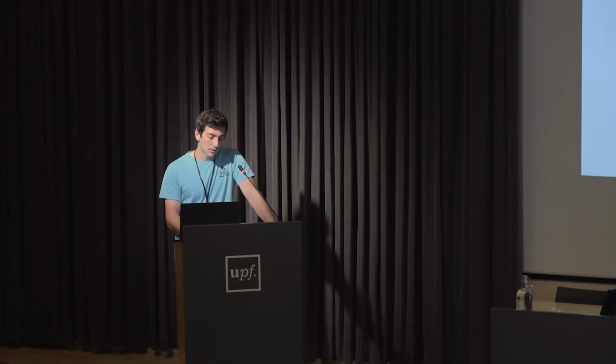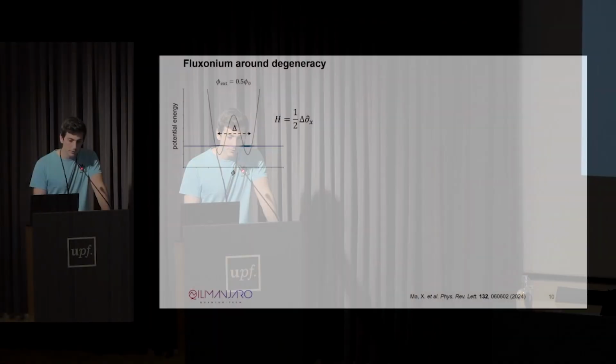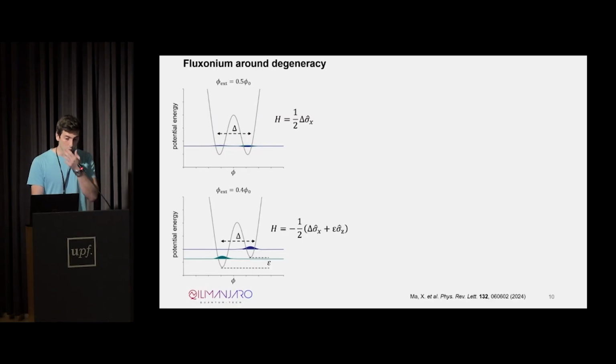Okay, so far we've seen what happens at degeneracy, when the Hamiltonian is purely transverse in the persistent current basis. But what happens if we move slightly away from degeneracy? For example, we apply an external flux equal to 0.4 phi naught. In this case, you can see that we also tilt this double well potential by an amount epsilon.